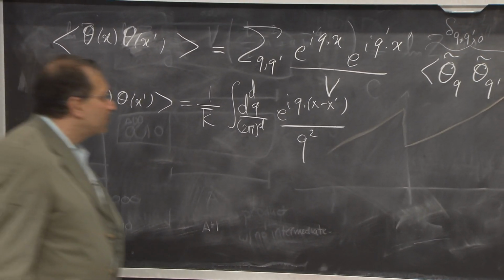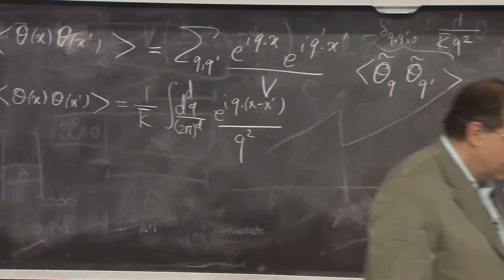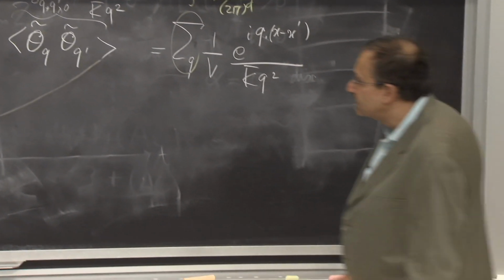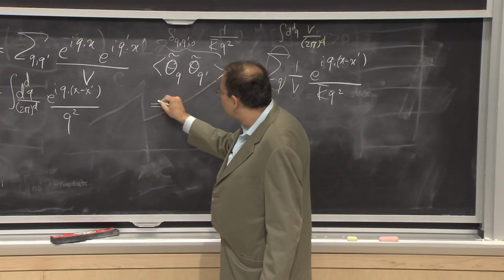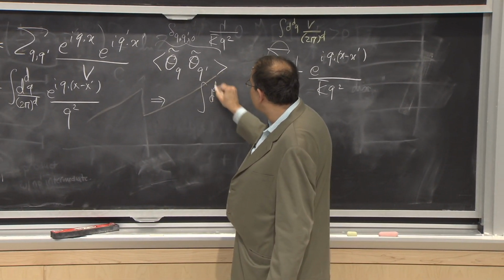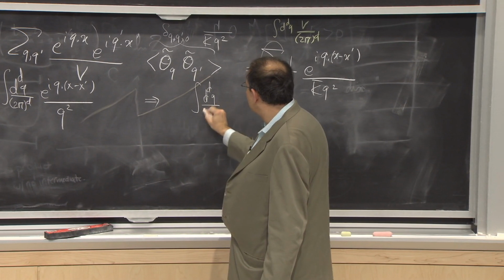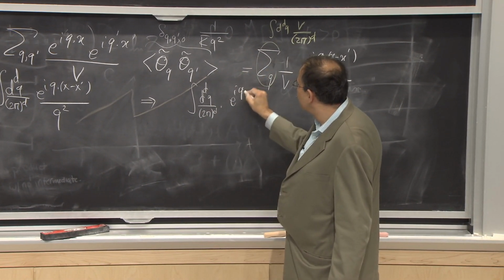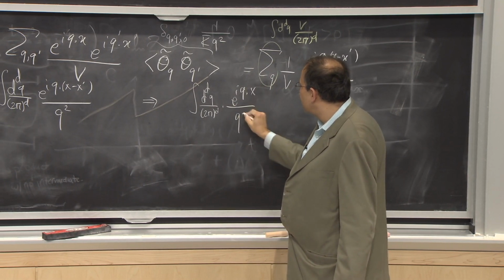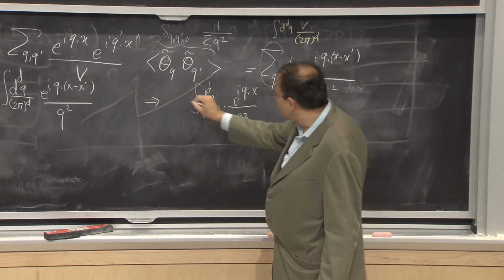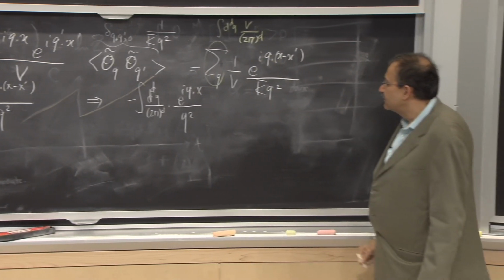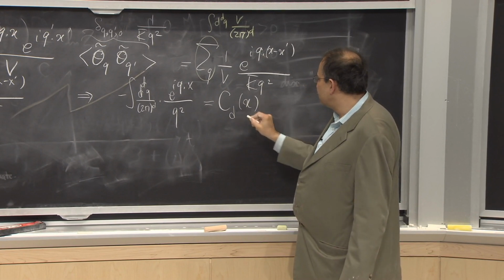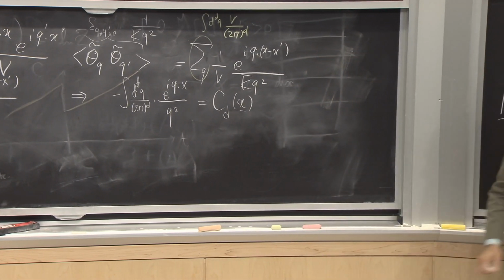Now, the Fourier transform of 1 over q squared is something that appears all over physics. So let's give it a name. We're going to call the integral d^d q over 2 pi to the d, e to the i q dot x divided by q squared, and let's put a minus sign in front of that, and I'll give it the name, the Coulomb potential in d-dimensional space. Okay?